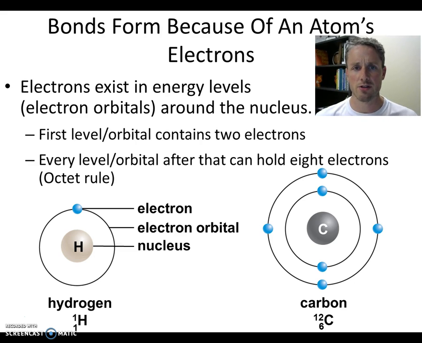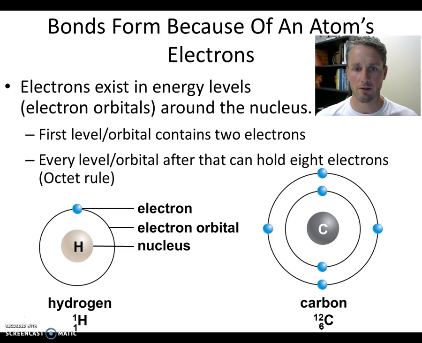In order to understand how chemical bonds are formed, we need to understand the structure of the atom. And most importantly, we need to understand the number of electrons that exist in the atom. So we've talked about atomic structure previously, but now we want to really focus on the electrons. So we've talked about electrons, that they exist in these energy levels or orbitals around the nucleus.